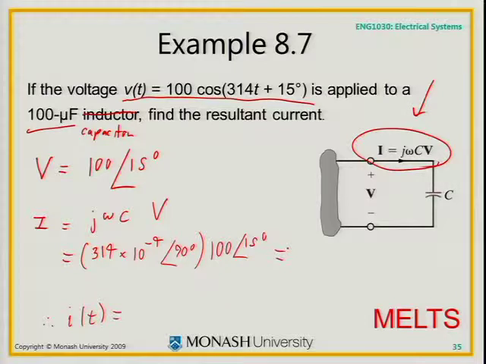All right, locking now. 52 out of 72 said B: 3.14 cos 314t plus 105 degrees.